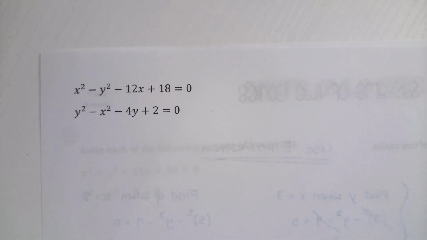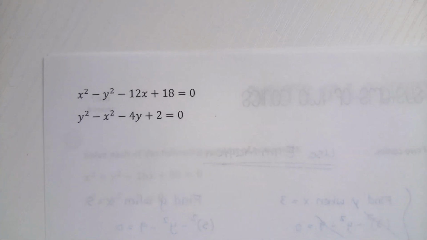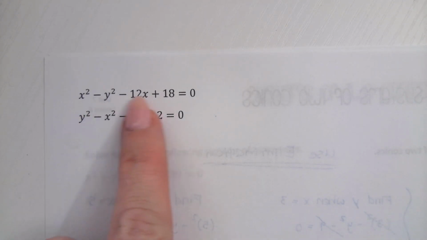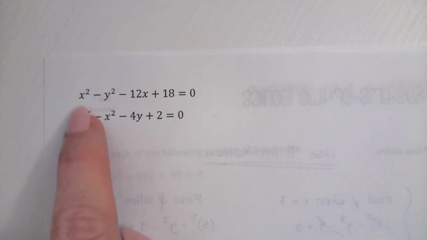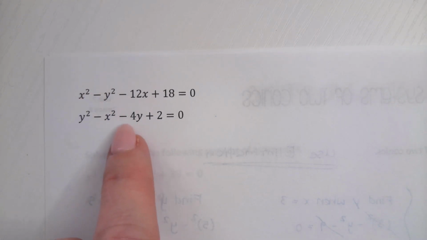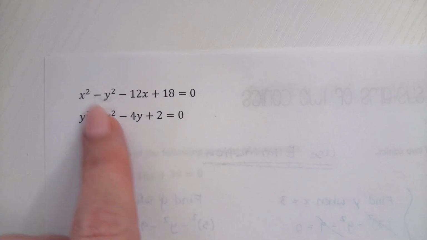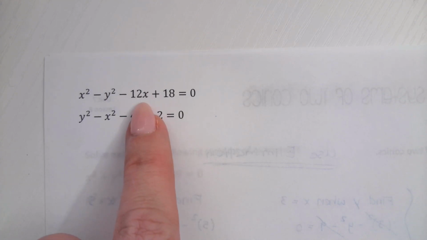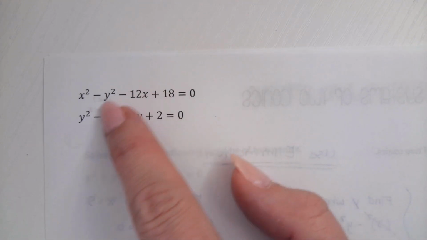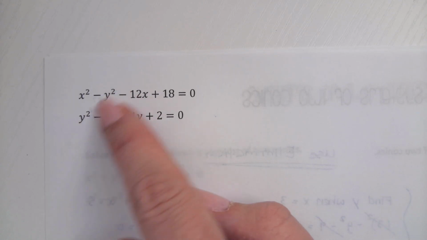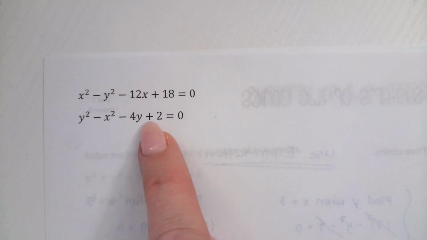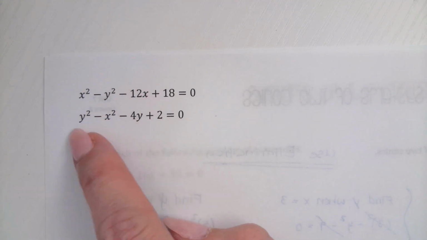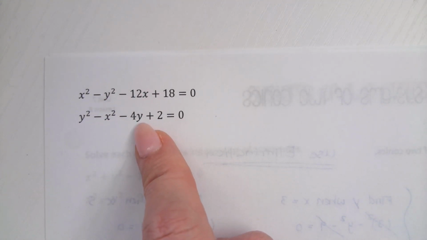Okay, let's look through that. I can see the x's have opposite signs, but if I add these two together, would that make all of the x's cancel? No. Because the x's on the top are not going to cancel. Similar with the y's. I can see I have opposite y signs here, but if I added these two together, the first y's will cancel, but not the second y's. And that's okay. We can still do it.